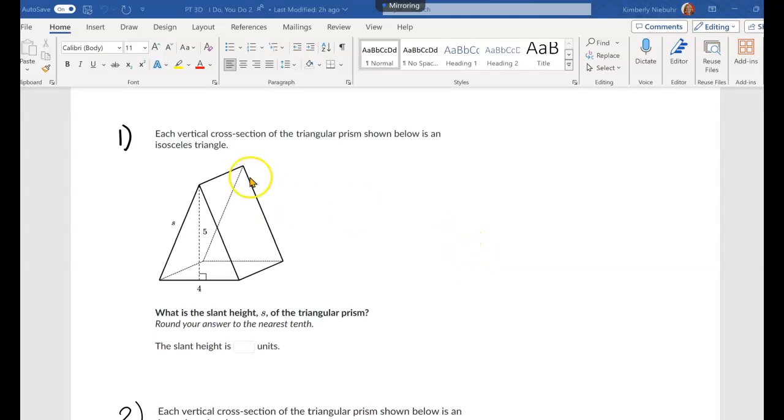So each vertical cross section of the triangular prism shown below is an isosceles triangle. What is the slant height, S? So we're solving for S. What is the slant height, S, of the triangular prism? Round your answer to the nearest tenth. Okay, so I'm going to do this one, and then you're going to do number 2.